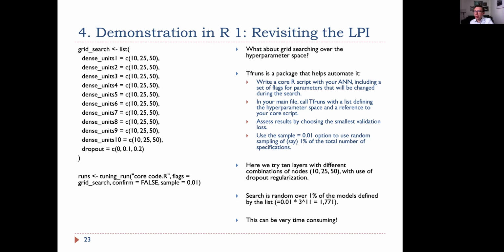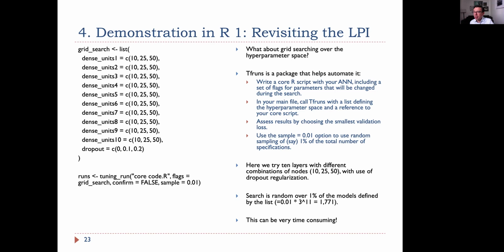Now, working with tfruns requires a little bit of coding. Basically we start with an R file that contains your core neural network code, and a set of flags for each of the parameters that you're going to be doing a grid search over. So basically, you've got to tell tfruns which hyperparameters you want it to do the grid search over. Then in your main file, you call tfruns with a list like this one that defines the hyperparameter space, and then you tell it where to look for the core code to run. So here you can see I've just called it corecode.r. Then you tell it where the flags are, that is to say in this grid search list.